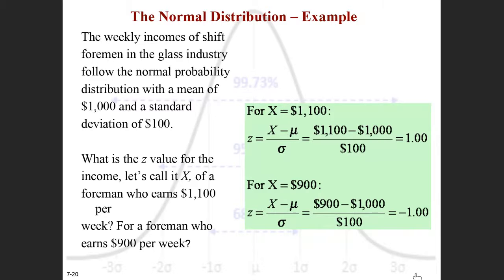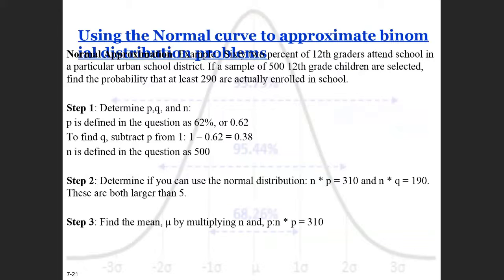All right. So we looked at that. Oh dear. So, using the normal curve to approximate binomial distribution problems. I can't read that. Let me see if I can see it. I apologize for that. I'm not sure why that is there. Okay, it should be the normal example.